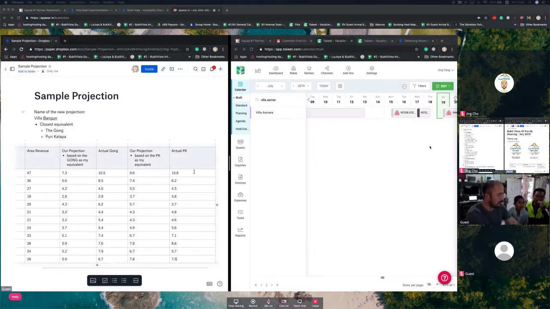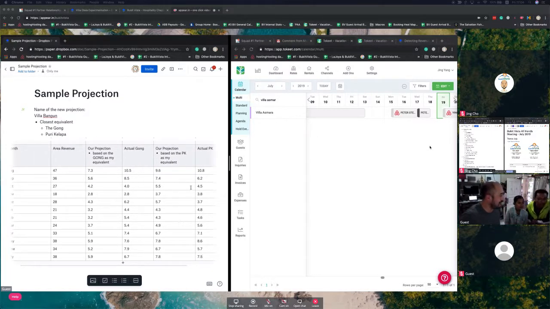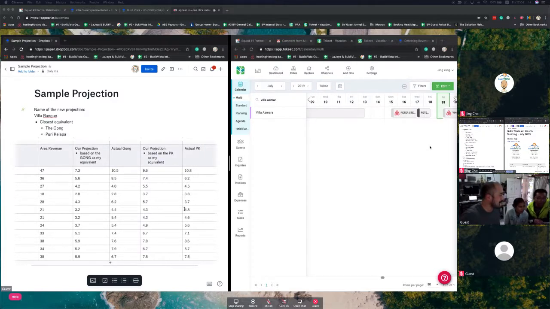Okay, all right, great. So which one seems closer to the projection? Does it seem Gong or Putikalapa? I think it's far closer to Putikalapa, right? Because of this. Yes. So look at these differences.